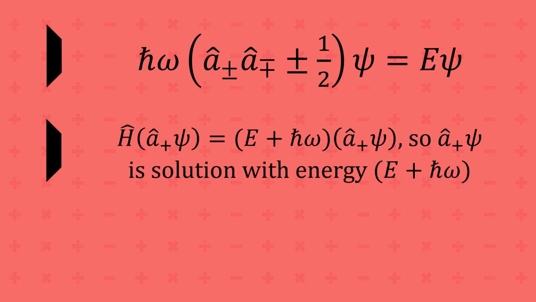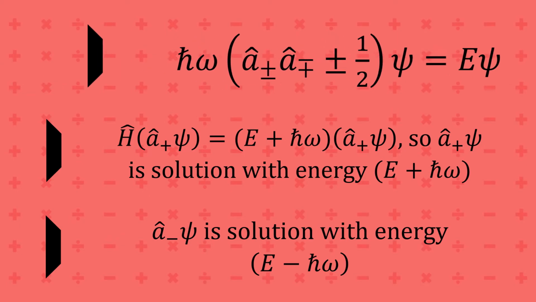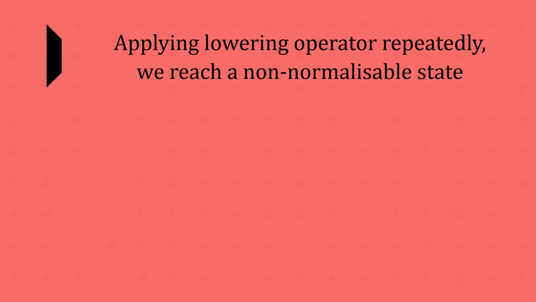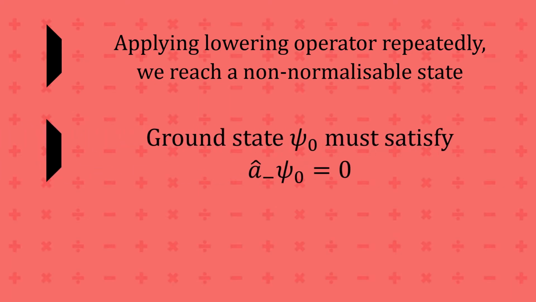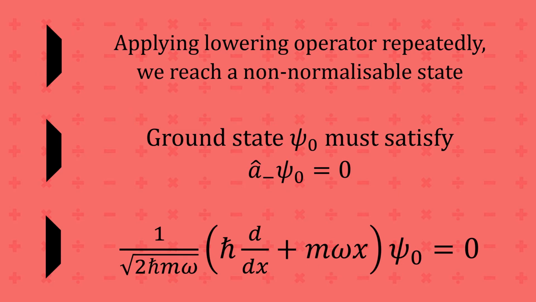Hence we get this expression here, so a hat plus psi is a solution with energy E plus h bar omega. And similarly we can show that a hat minus psi is a solution with energy E minus h bar omega. Applying the lowering operator repeatedly, we can reach a non-normalizable state, because otherwise the energy would become negative. So the ground state psi naught must satisfy a hat minus psi naught equaling 0.